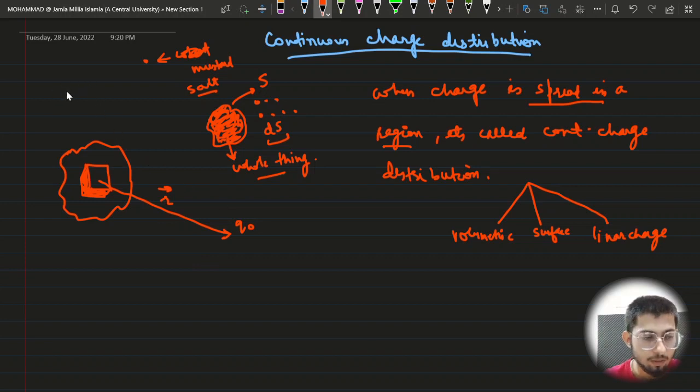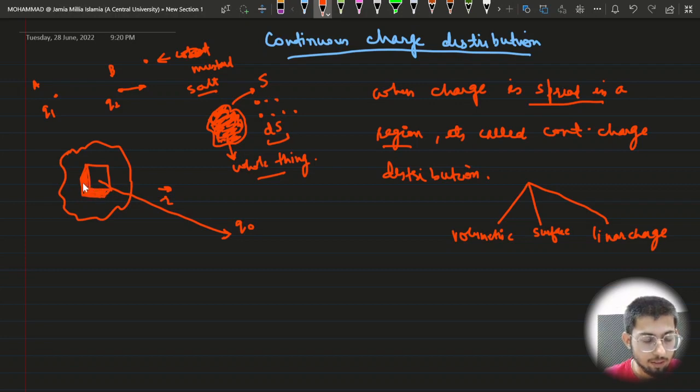Same thing as we did for two charges. Earlier we had two charges, Q1 and Q2, and we needed to find the force at B due to A. Similarly, here we want to find the force at charge Q naught due to this bulk charge.